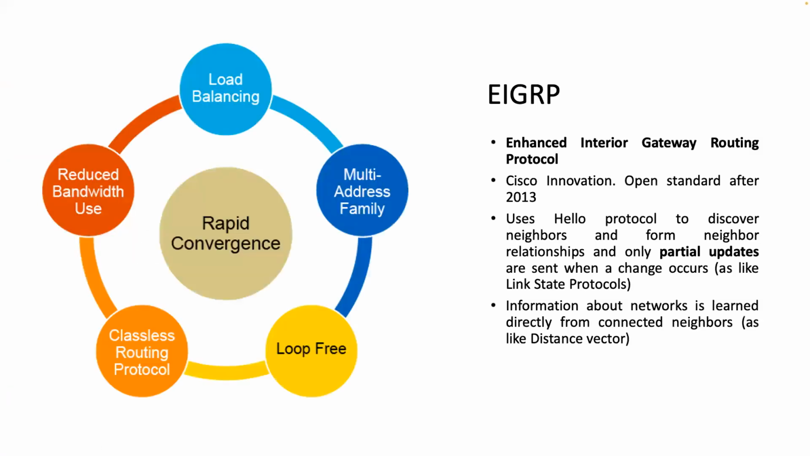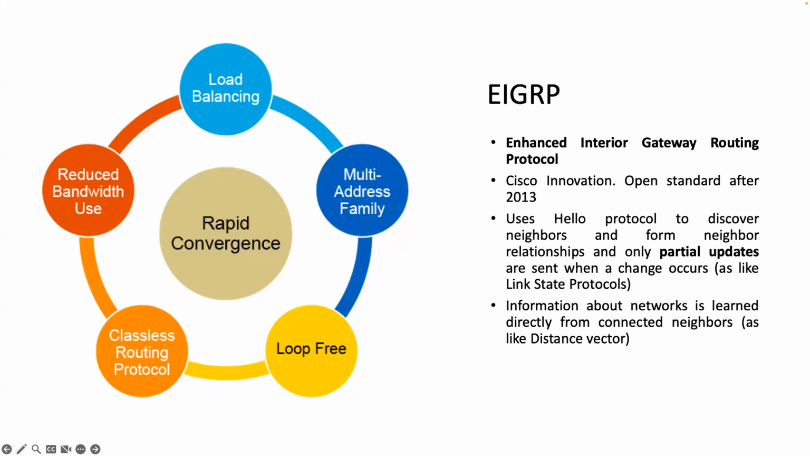So EIGRP full form is Enhanced Interior Gateway Routing Protocol. Before EIGRP, there was a protocol named Interior Gateway Routing Protocol, IGRP. This is the enhanced version of IGRP. This was a Cisco innovation, Cisco proprietary earlier, but later on it was made open standard. So not only Cisco, nowadays a few other vendors also have this as a routing protocol in their own boxes.